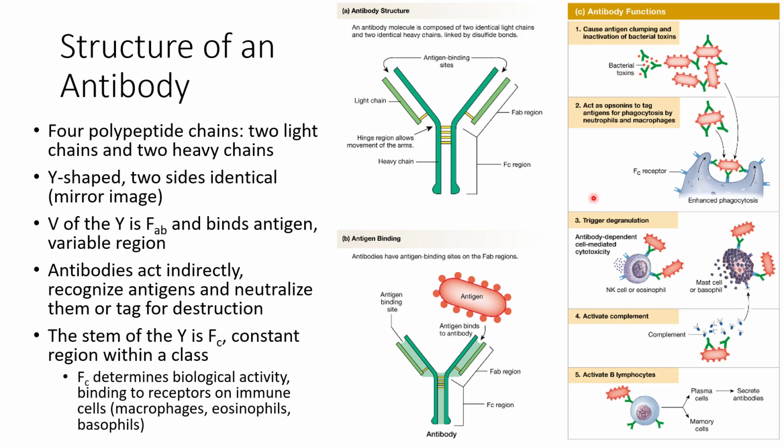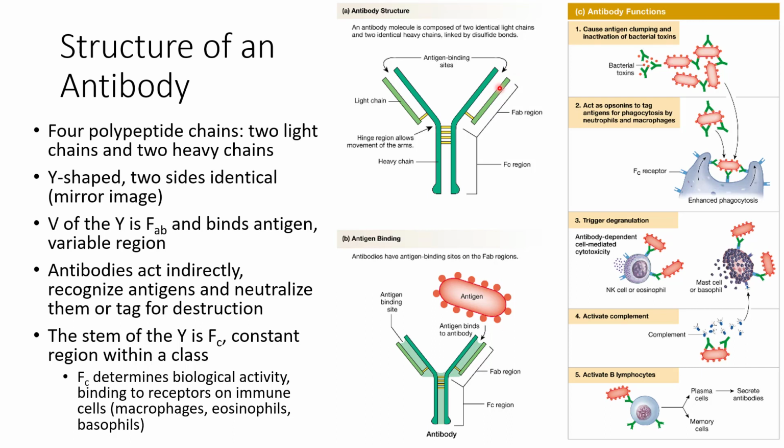Now, what is an antibody? Your book goes into great detail on the function and the structure of an antibody. I just briefly want to talk about this. It's made up of 4 peptide chains, 2 of which we call heavy, so they're longer, and then we have these light chains. They kind of look like little Ys, right? They're identical mirror images of itself.